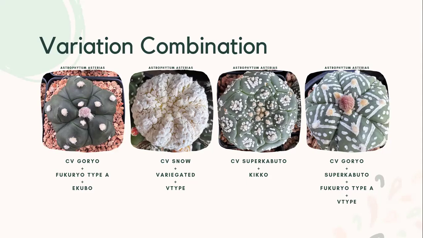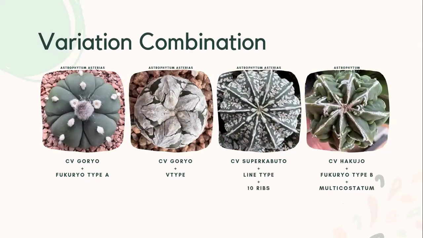So this is the Super Kabuto Kiko, and this one has 4 points. It is a Goryo plant, and it's Super Kabuto because it has the flaking, and it is a Focorio type A because it has alternating ribs on the side, and it's a B type. So that's one thing when you're hunting Astrophytum. It's kind of like gem hunting, like you're going to an antique shop and trying to look for valuable stuff.